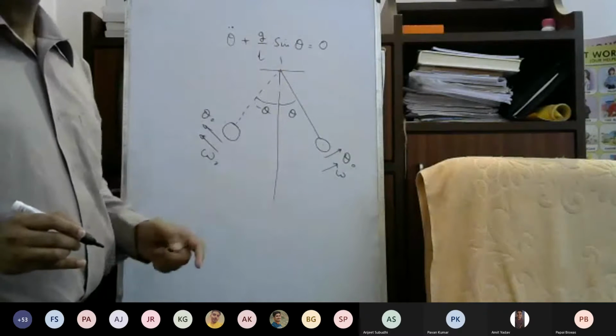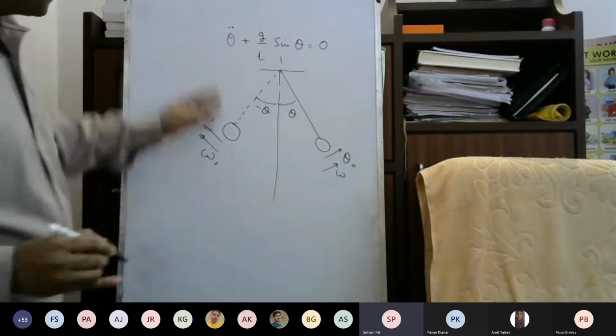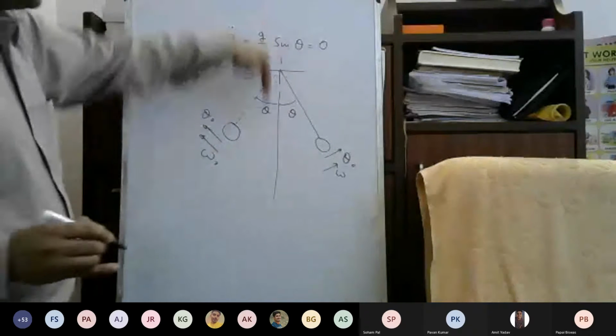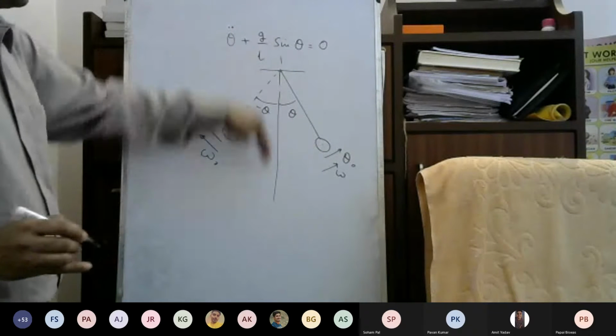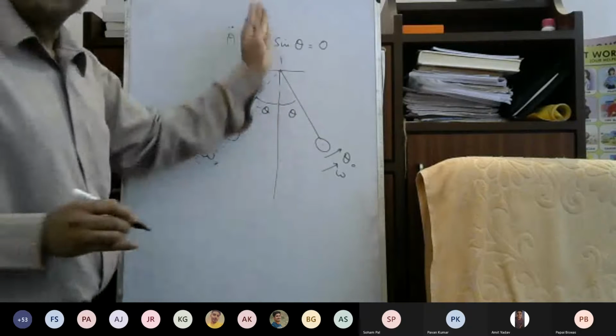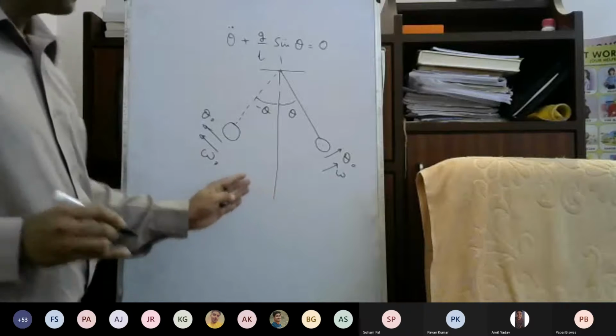Is this clear? Yes, sir. Okay. So this will have a kind of symmetric motion about this line of symmetry. So this will be perfectly symmetric with respect to this vertical line, which is the equilibrium position of the pendulum.